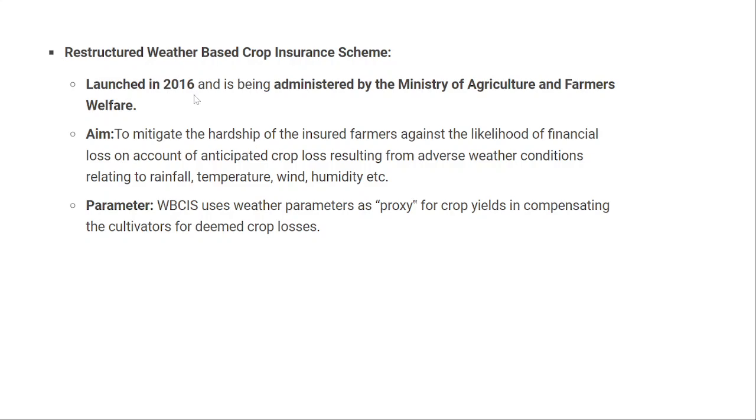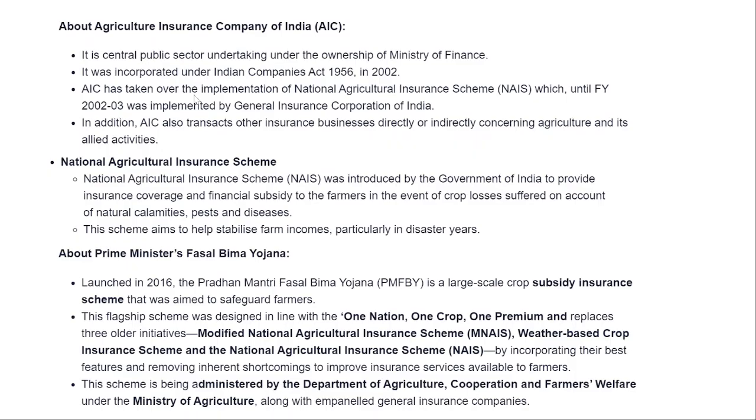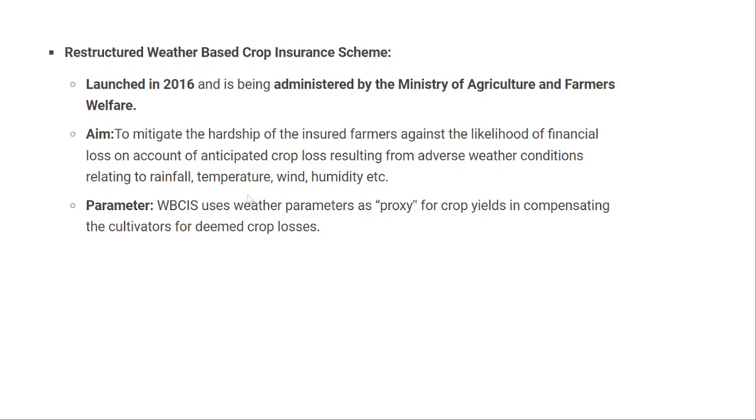This was also launched in 2016, along with Fasal Bima Yojana. So in Fasal Bima Yojana, what happened? A new scheme came and took over these old ones: the National Agriculture Insurance Scheme, the modified one, and the old weather-based crop scheme. All these three have been combined into Fasal Bima Yojana. Simultaneously, the weather-based crop scheme has been restructured into the weather-based crop insurance scheme, administered by the Ministry of Agriculture and Farmers Welfare. It covers common adverse weather conditions to provide insurance to the farmers, and uses weather parameters as proxy for crop yields in compensating the cultivators for deemed crop losses.